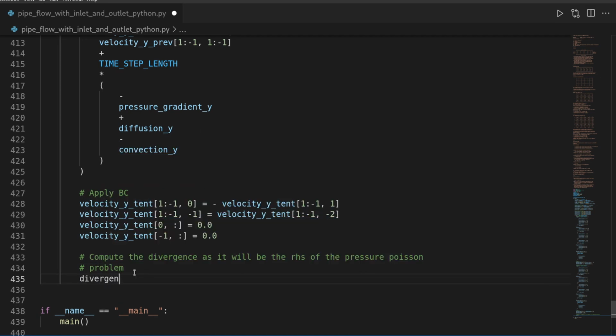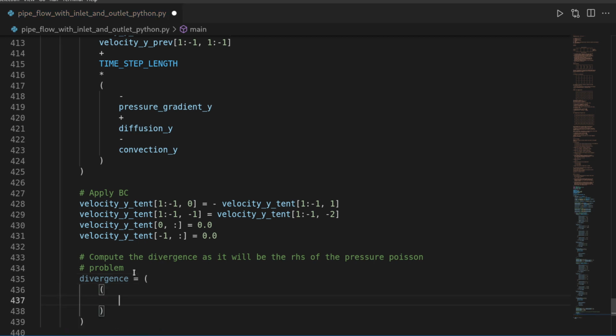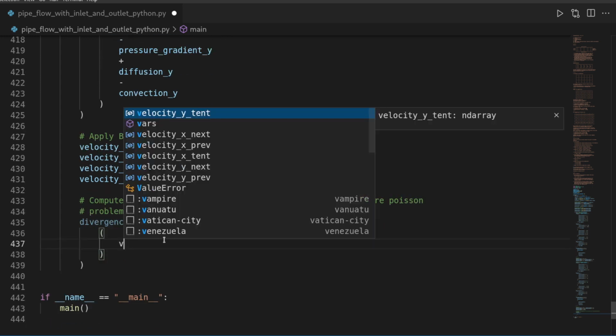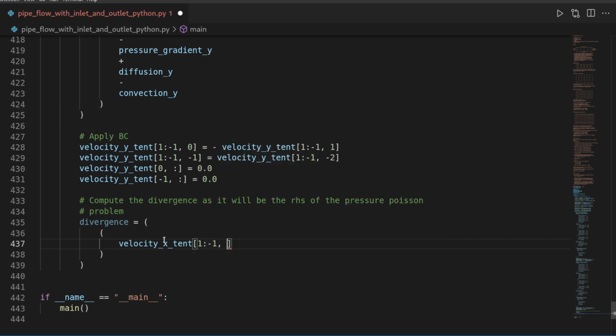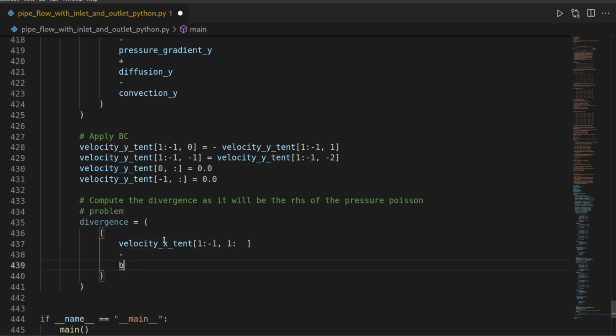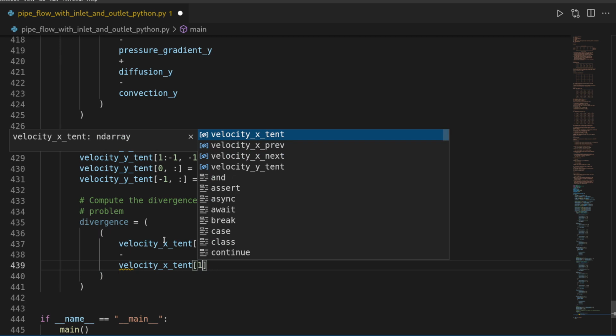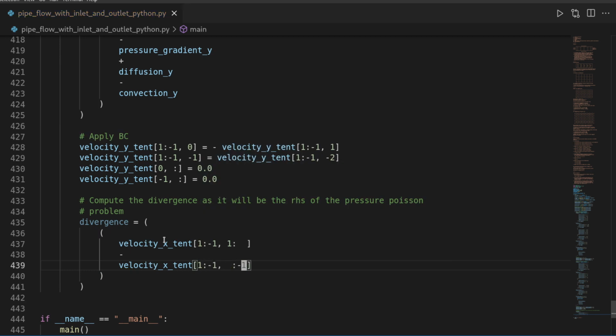So for the divergence, which is going to be a quantity that is just defined in the interior of the domain and not on the ghost nodes and on the boundary, of course, we first have the derivative in x of the x velocity component. So we do velocity x tentative, interior values in y direction, and then 1 forward in x minus velocity x tentative 1 minus 1, and then 1 all the way to the last element, excluding it.